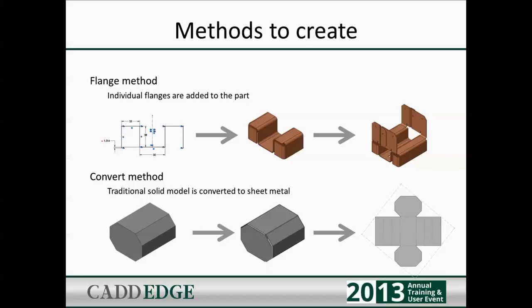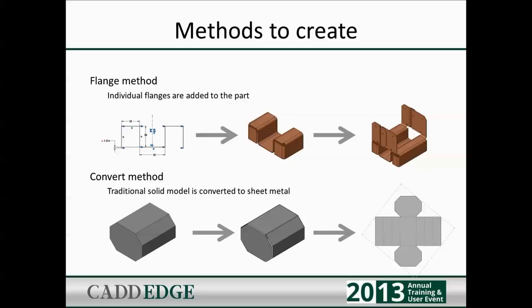So creating sheet metal parts, there's a couple methods you can do to create them. The flange method and the convert method. So with the flange method, you see here, we have a sketch, comes up over, etc. We extrude it out using a sheet metal base flange feature, and then we just add features on our flanges on top of that. So in other words, I'm building it up as I go along. That's the method most people are familiar with.